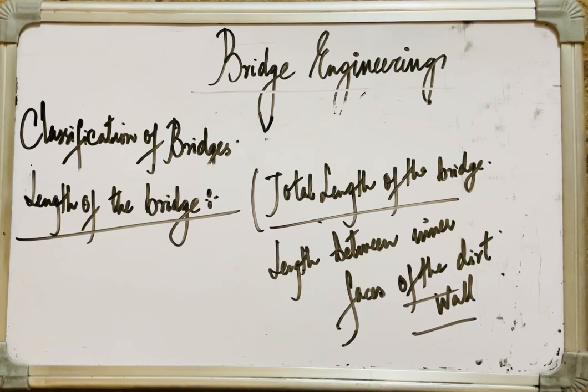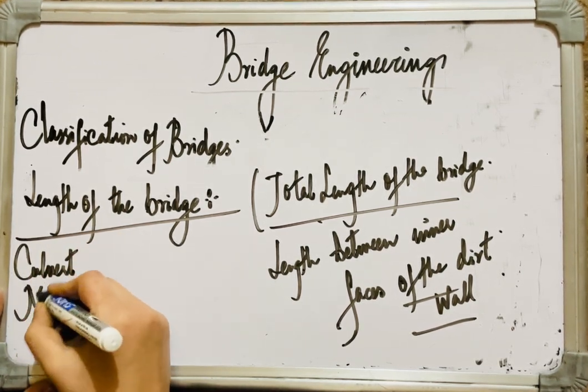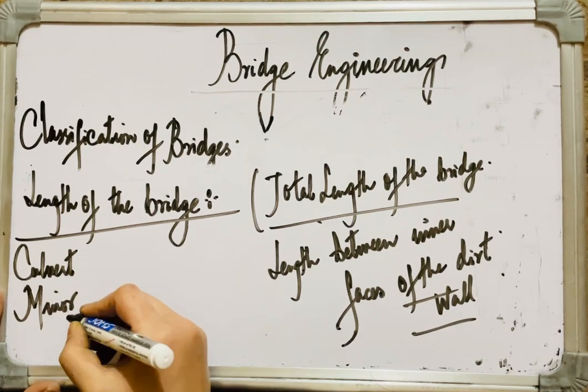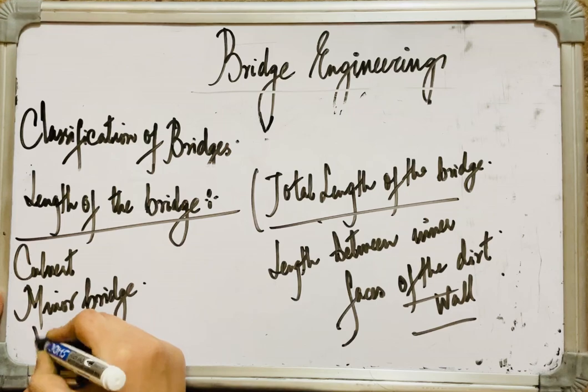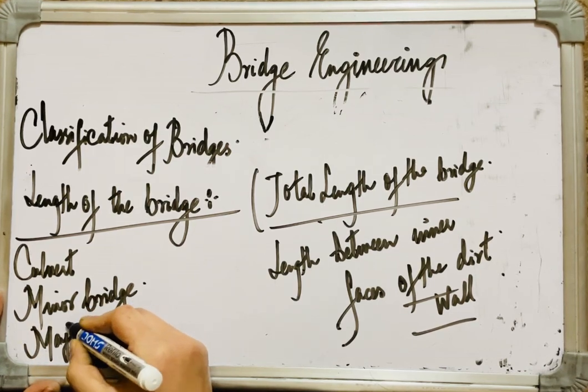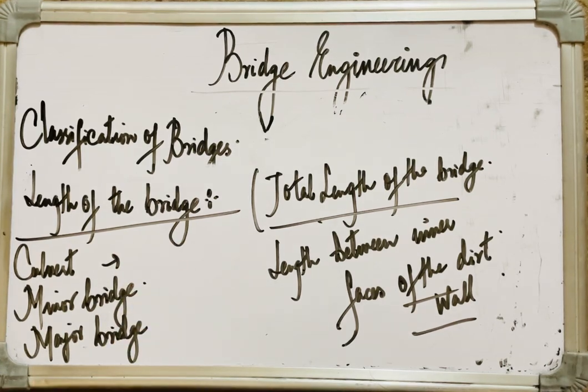We have culvert, minor bridges and major bridges. Culvert, minor bridge, and a major bridge. Culvert is that type of a bridge which has total length less than 6 meters.